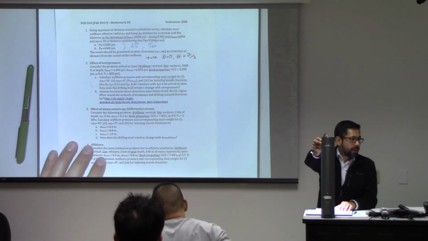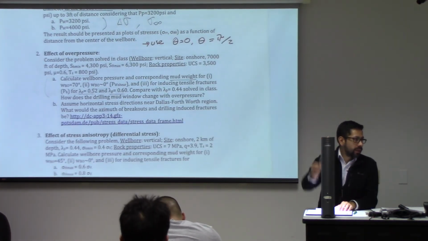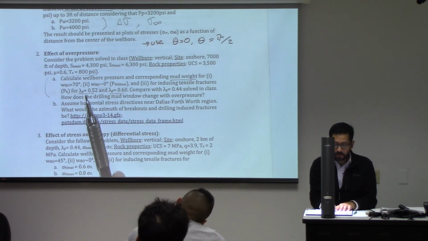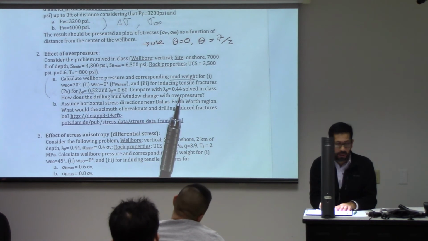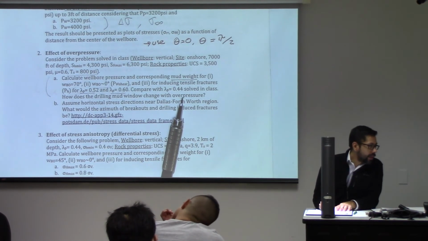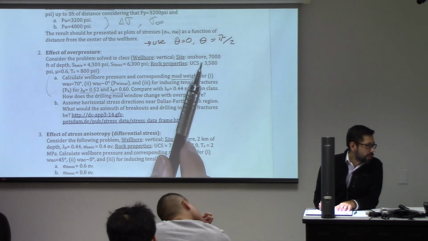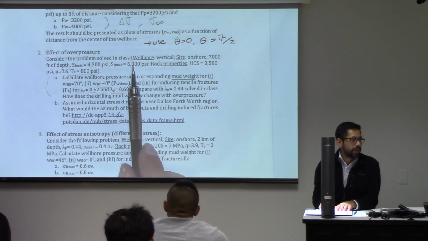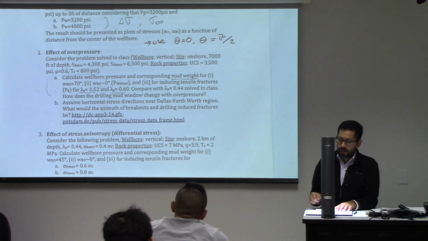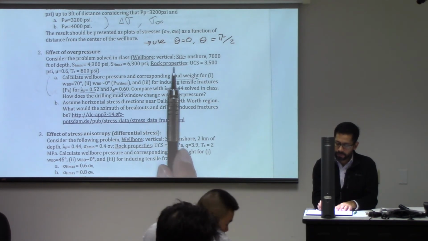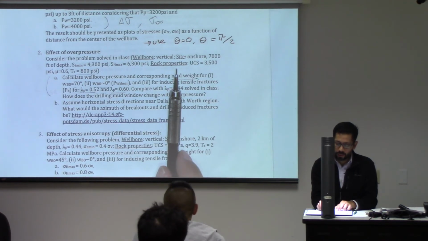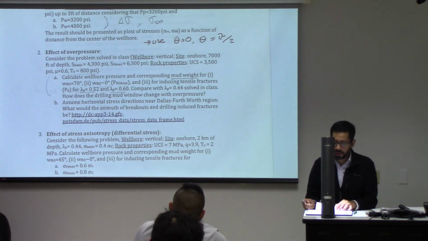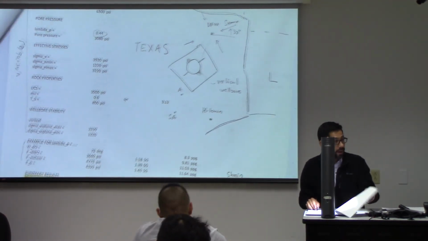The second one aims at looking at what is the effect of increasing pore pressure and how that affects the mud window. And in this case, we have a case onshore, and it's normal faulting. Okay, and it's actually the same case as in the notes that we solved in class. It's just an extension with looking at some other parameters. Here's the solution.